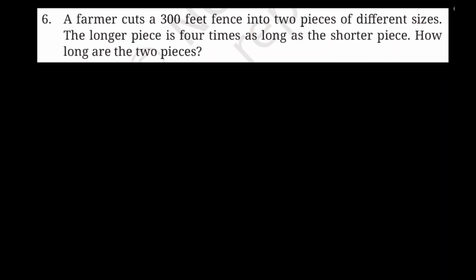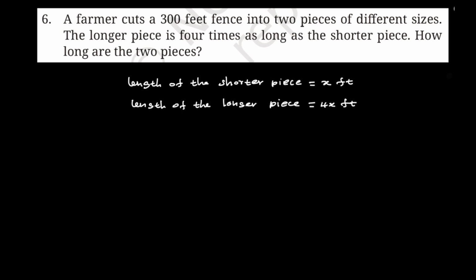Next, problem number 6. A farmer cuts a 300 feet fence into 2 pieces of different sizes. The longer piece is 4 times as long as the shorter piece. How long are the 2 pieces? So we consider the length of the shorter piece as x feet. Then we can write the length of the longer piece as 4x. Now the sum of these two should be equal to 300, because the 300 feet fence is cut into 2 pieces.